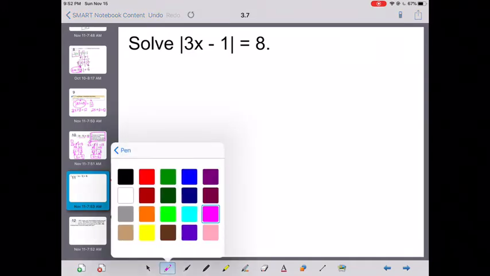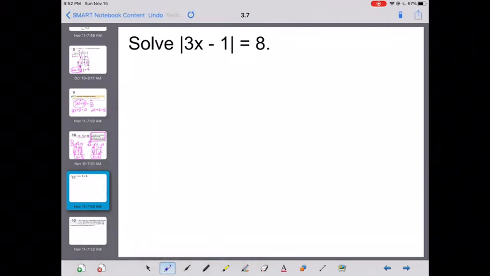All right, this would be a good spot for you to pause the video, try it out yourself, and then come back and see if you followed the same steps and get the same answers as I do.